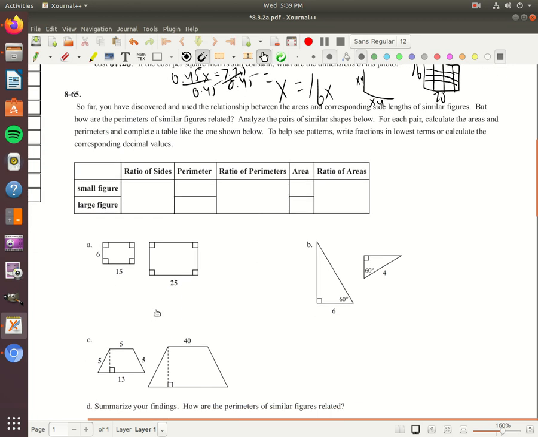You'll notice we have a trapezoid, and a trapezoid is, I'm sorry, I'm responding to a text right now.